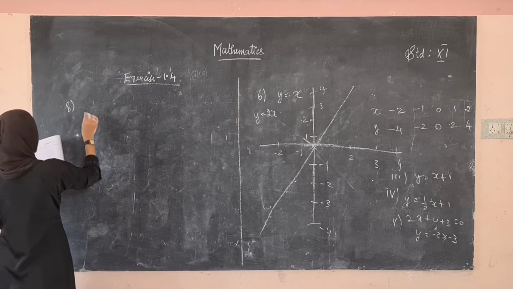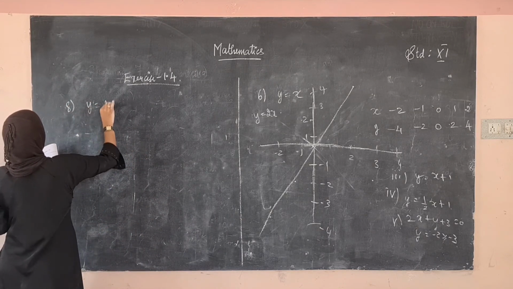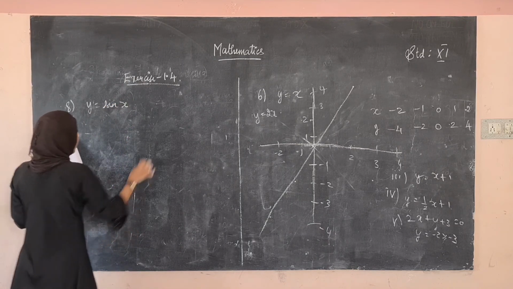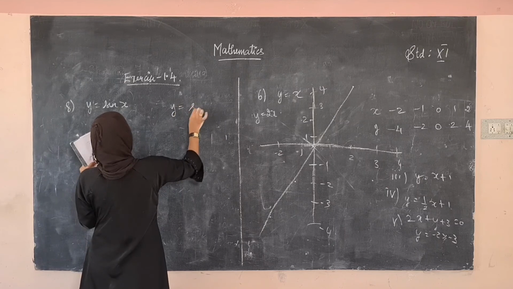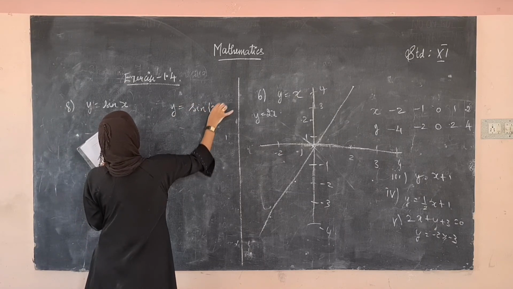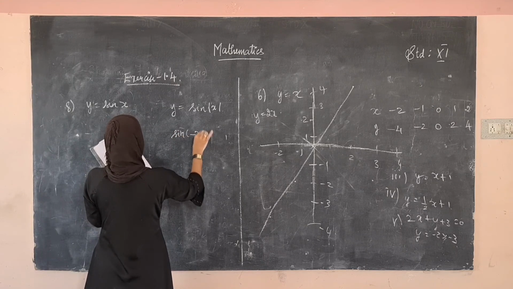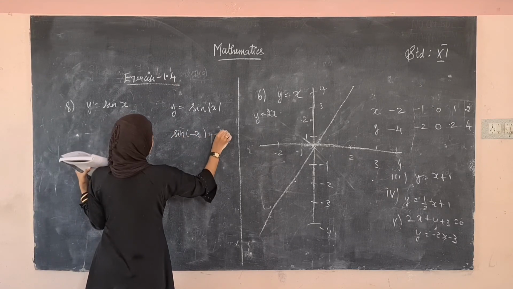See, from the curve, what's the curve given here? Y is equal to sin x. So from the curve you have to draw y is equal to sin of modulus x. They have given the hint, that is, sin of minus x only you have to draw, which is equal to minus sin of x.